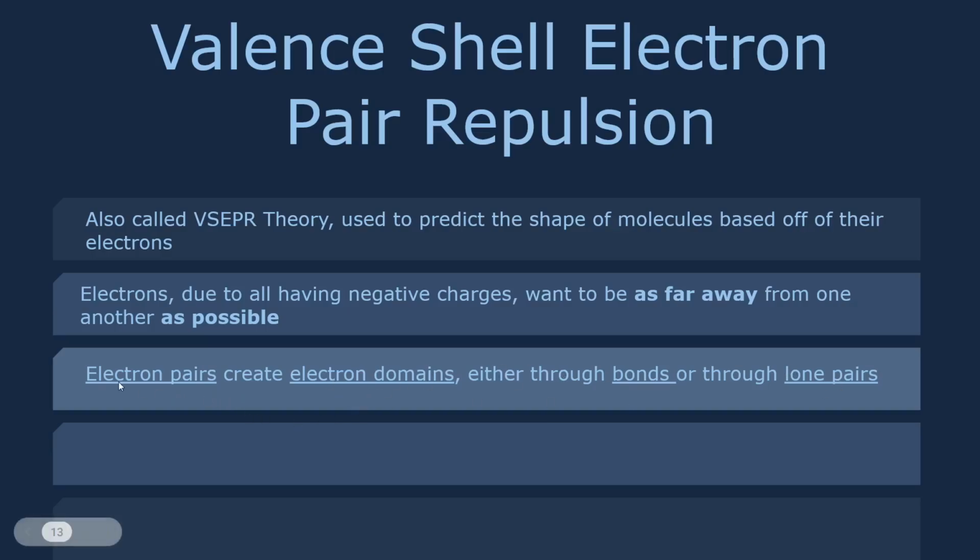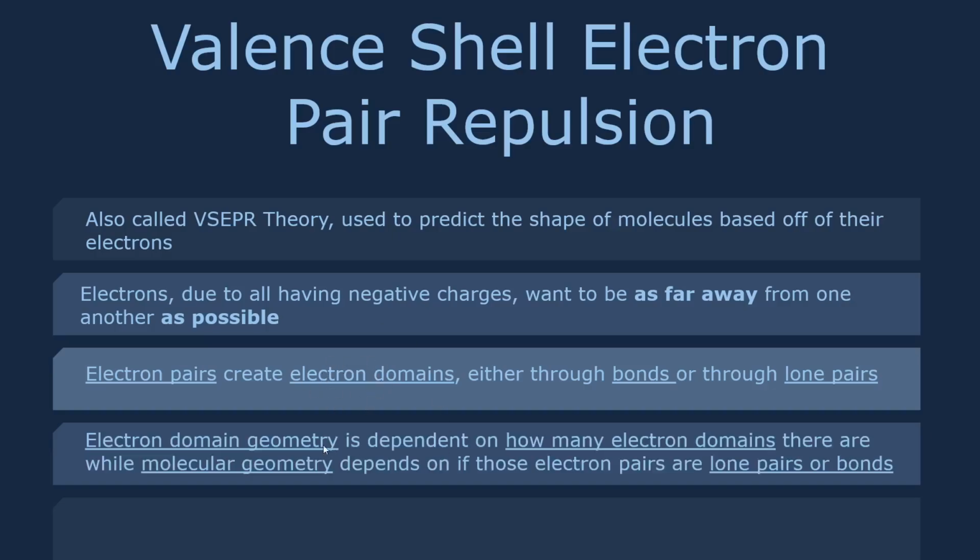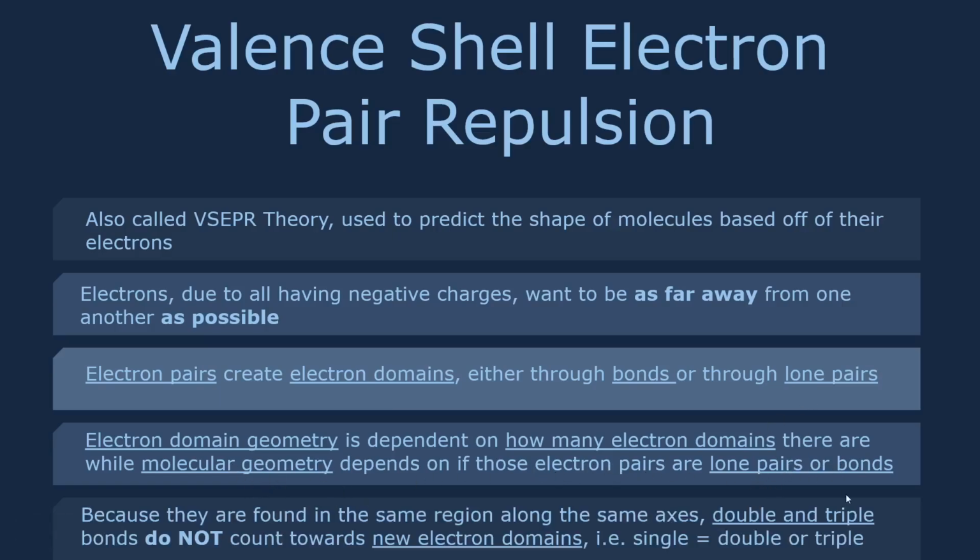So both of these are going to create what are called electron domains, which are areas where these electrons inhabit. Now, electron domain geometry is dependent on just how many electron domains there are, while molecular geometry is more specific and depends on if those electron pairs are lone pairs or bonds. Because they are found in the same region along the same axes, double and triple bonds do not count towards new electron domains, i.e. a single bond will create the same electron domain as a double or triple.